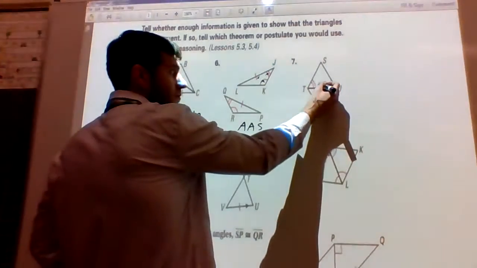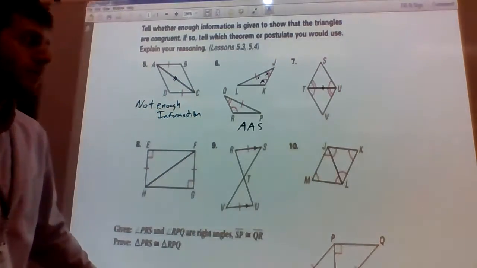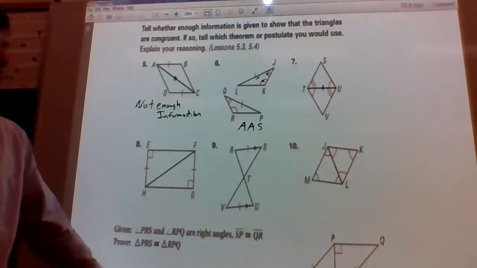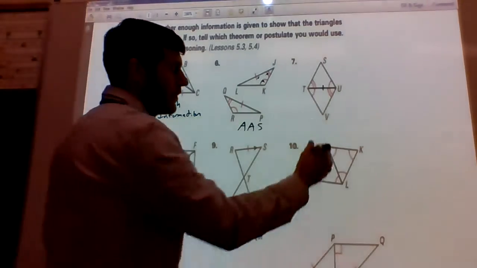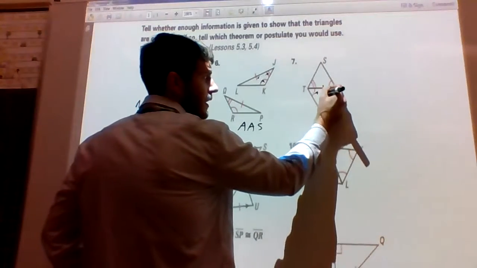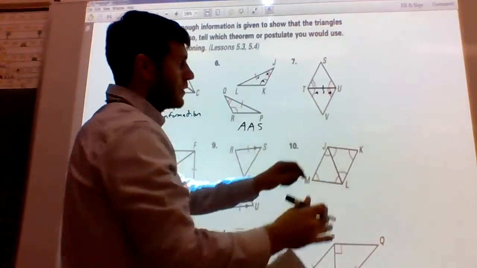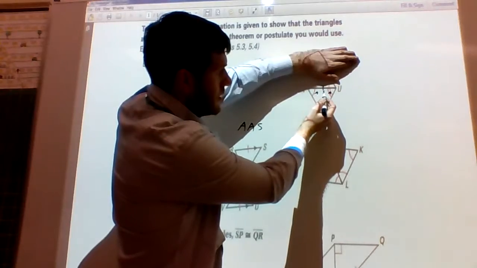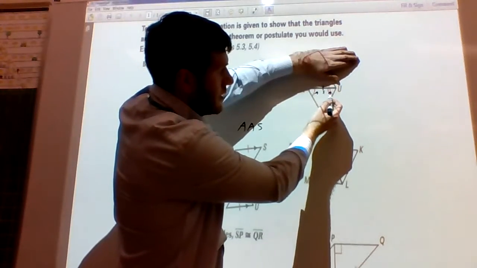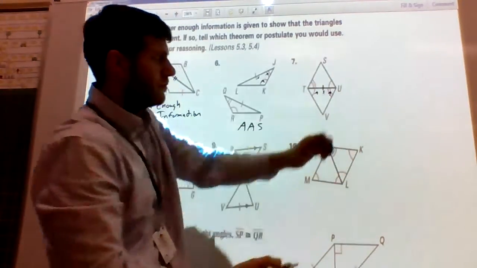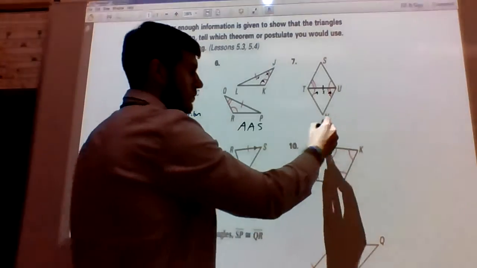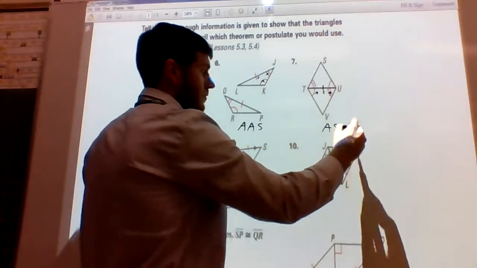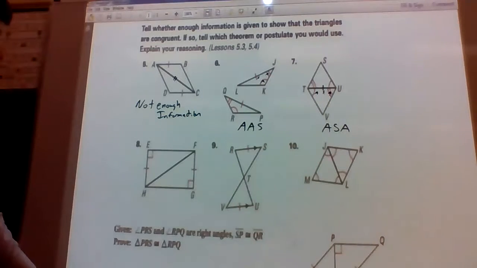Number 7, we can use the reflexive property just by looking at the diagram. We know TU is congruent to TU. So here we have an angle, a side, and an angle. We can cover up one of the triangles. Is this an angle or a side? That's an angle. Is this an angle or a side? That's a side. Is this an angle or a side? That's an angle. So we have angle, side, angle.